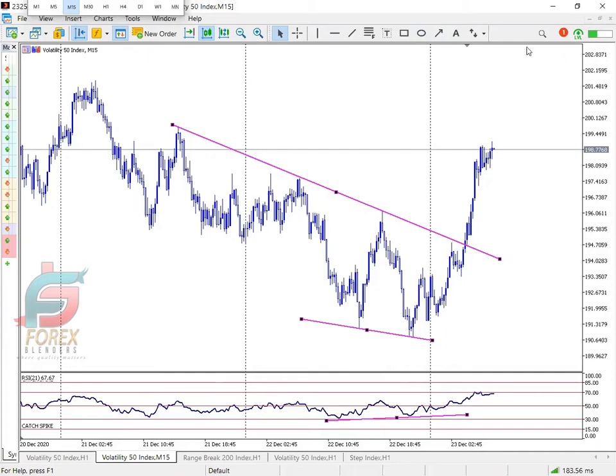Another one. Okay, so I'll draw another one. So another one will be here. I can also draw this one. So these were two good entry levels.